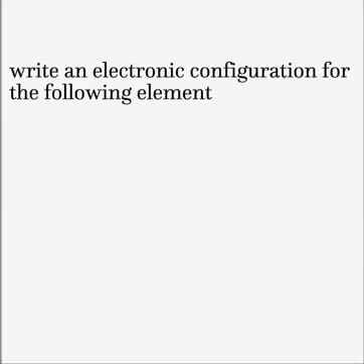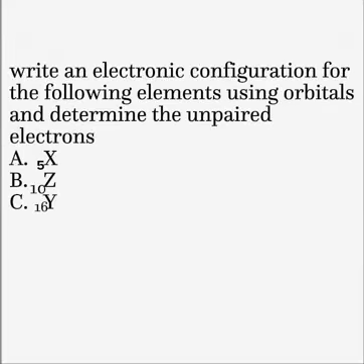So let's write an electronic configuration using orbitals. Write the electron configuration for the following elements using orbitals and determine how many electrons are unpaired. 1, X5. 2, Z10. 3, Y16. So for our number 1, X5. The first thing we have to do is to write out the first orbital, which is 1s, and recall that the s orbital can carry a maximum of 2 electrons only. So we assign it 2 electrons.